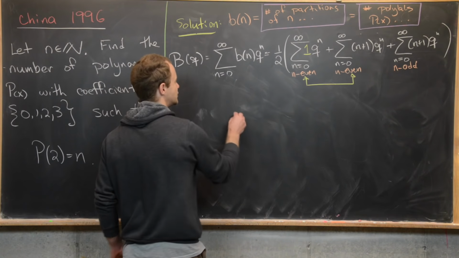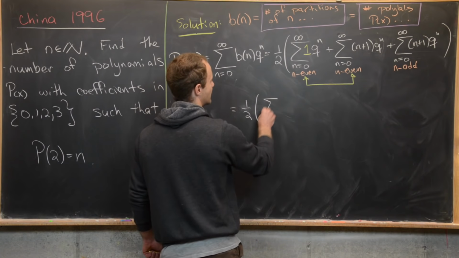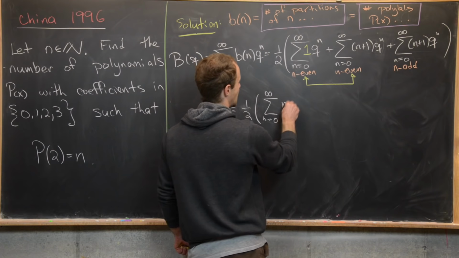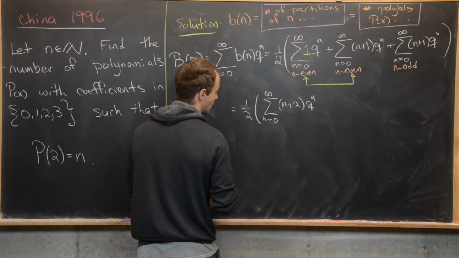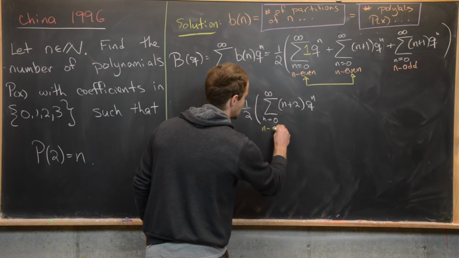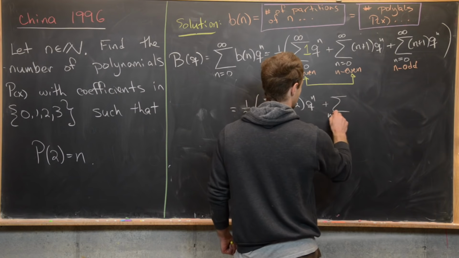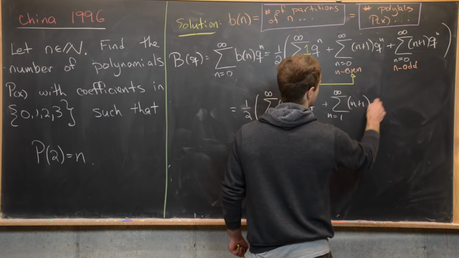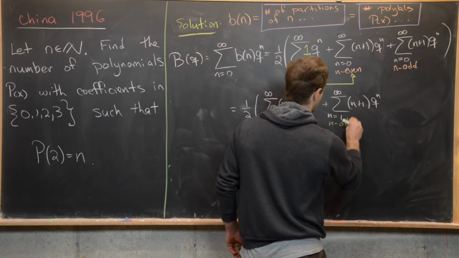So if I add these two that I've underlined in yellow, I'll get 1/2. And now I have the sum, as n goes from 0 to infinity, of n plus 2 q to the n. And I want to point out that these are the even values of n, and then plus the sum n equals 1 to infinity of n plus 1 q to the n. And I want to point out that these are the odd values of n.